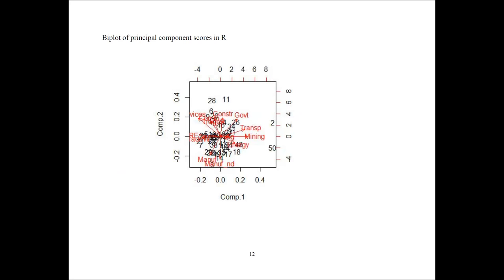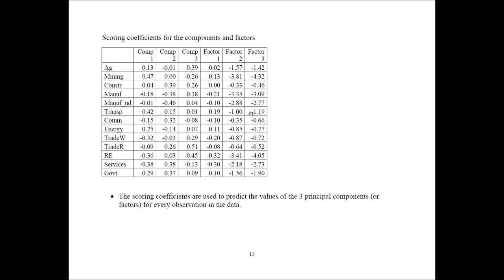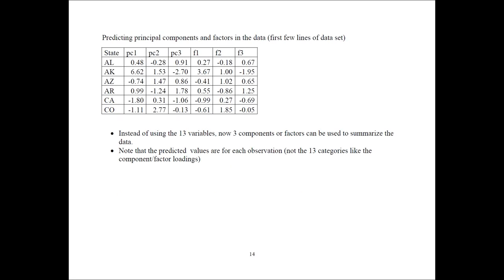Okay, so this is the same thing that we have, but only in R, so it's actually not as clear of a graph. Okay, so another thing that we can do is called scoring coefficients for the components or the factors, and I put them here for the first three components and the first three factors. These coefficients are used to predict the values of the three principal components or the factors for every observation in the data using the formulas that we talked about in the previous video. And so once you use these scoring coefficients, we can actually predict the three principal components in the data. So this is how the data looks like.